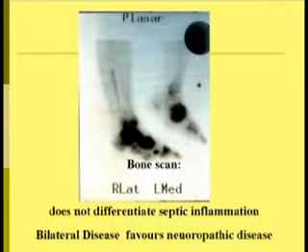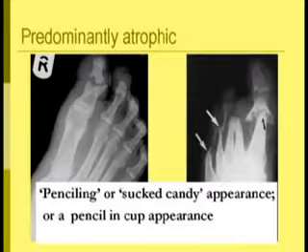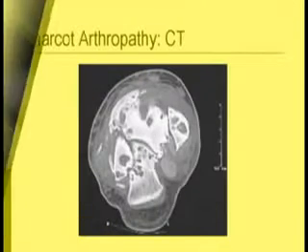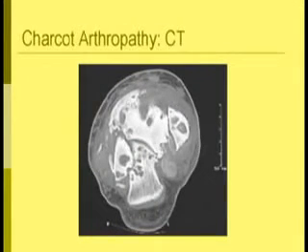When one investigates Charcot's arthropathy, one cannot use a bone scan to differentiate an infection. A technetium bone scan over here shows bilateral involvement of the feet, bilateral Charcot's joint. Here is distal or type 1 disease, which is largely atrophic and which can actually mimic a patient with psoriatic arthropathy, a typical pencil and cup appearance. Here is a hypertrophic disease involving sclerosis and hypertrophy of the periosteum. Here is a very gross atrophic disease on a CT scan showing a moth-eaten appearance of the bones.